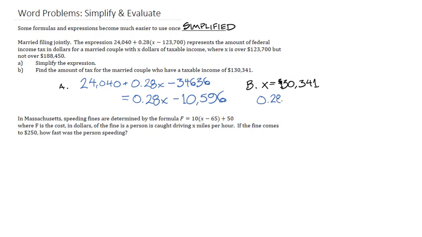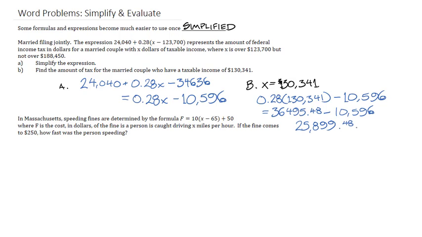We'll just take 0.28 times 130,341, and we'll subtract 10,596. Well, here, obviously, you will just multiply, and you get 36,495 and 48 cents minus 10,596, and you'll get 25,899 and 48 cents. And if you want to, you can round that to the nearest dollar and just assume that you'll be paying $25,899.